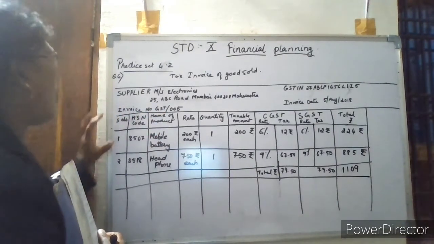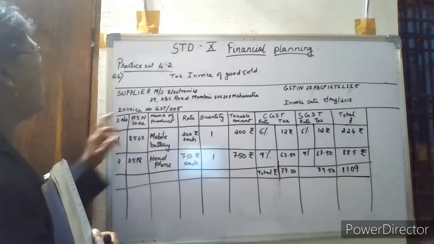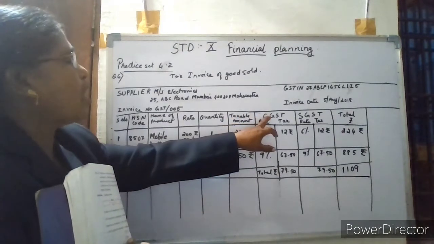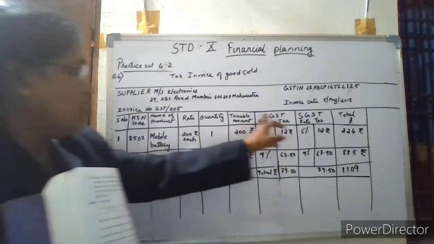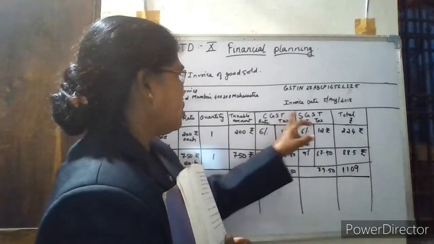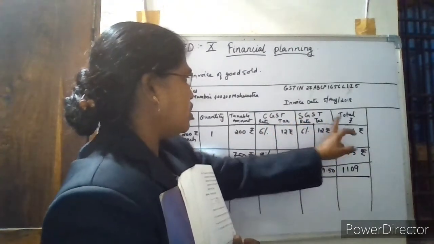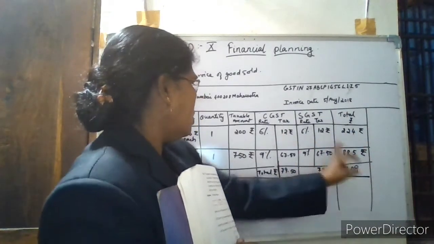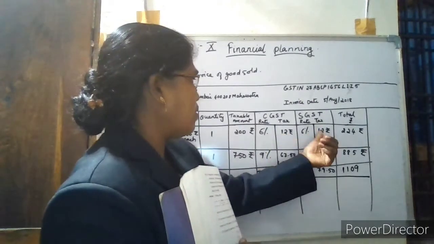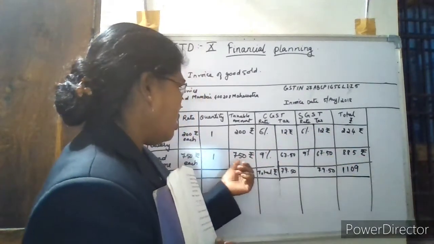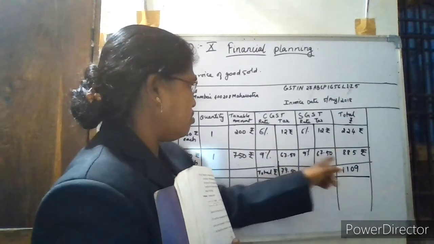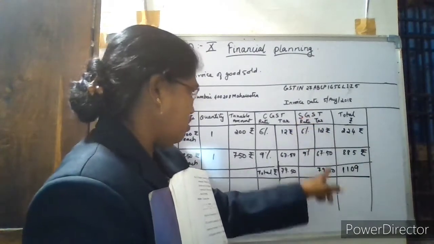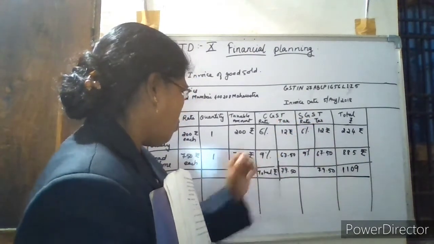Now the columns which you have to fill are serial number, HSN code, name of the product, rate, quantity, taxable amount, and then GST: CGST rate and how much tax, then SGST rate and how much tax, then the total. What is the total tax, what is the total here: this 200 plus this 12 plus this 12 equals 224. Then this 750, add this, and then total it here. CGST total here, and SGST total here.